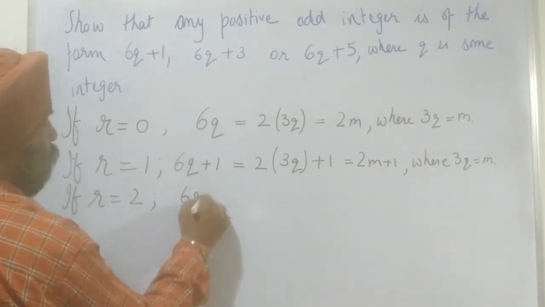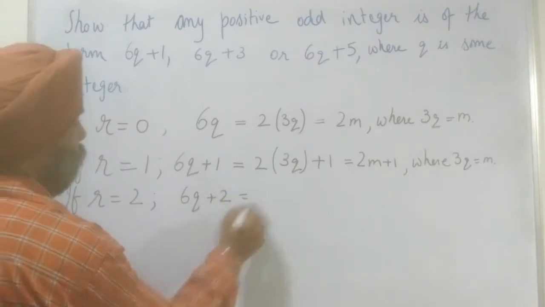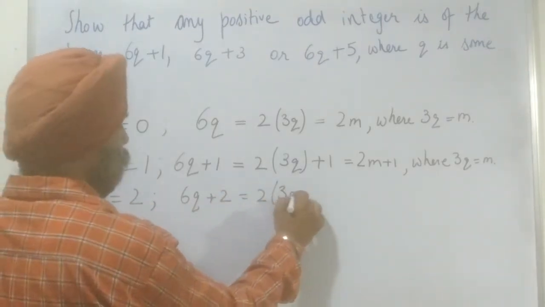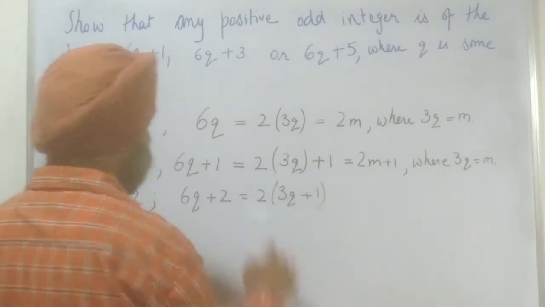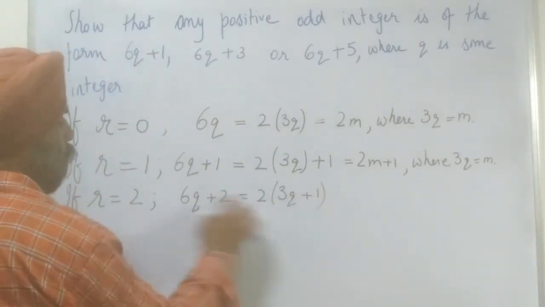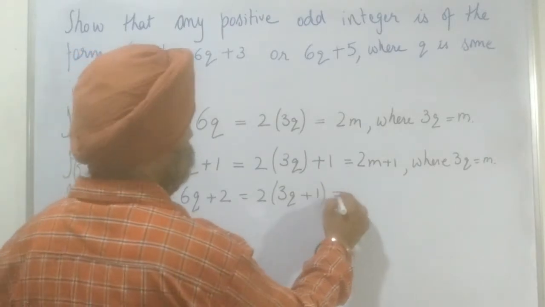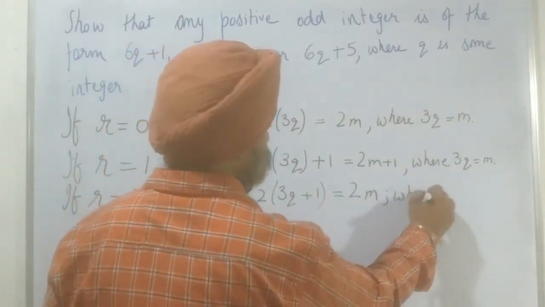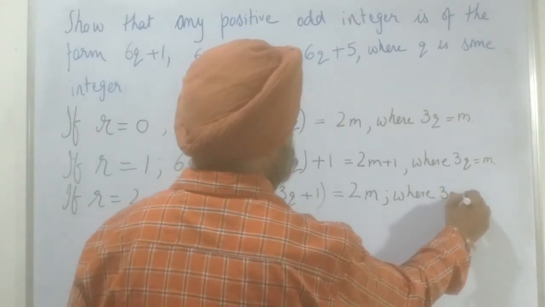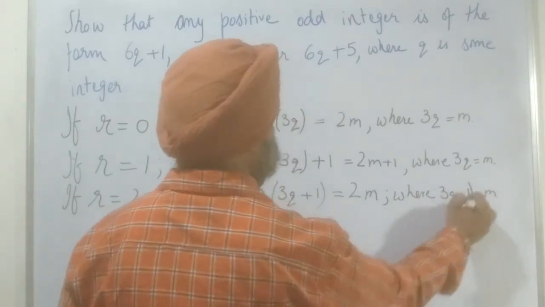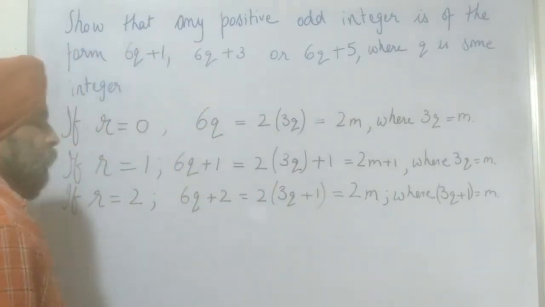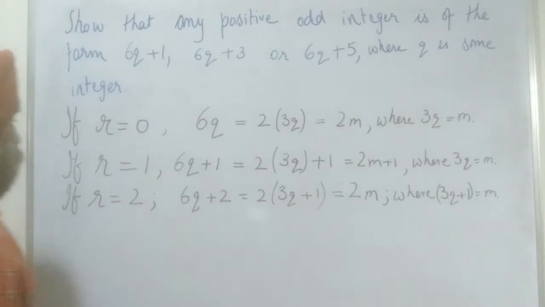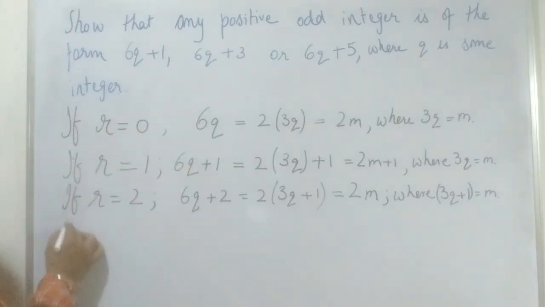Now if r is equal to 2, then it is 6q plus 2. Okay. Now let's take the common 2 here, and then it will be 3q plus 1, right? 6q plus 2, so it is 3q plus 1, and this is 2m, where 3q plus 1 is equal to m, right? Now we have taken this 3q plus 1 as m, so it is 2m. Okay. Now we have done three conditions.